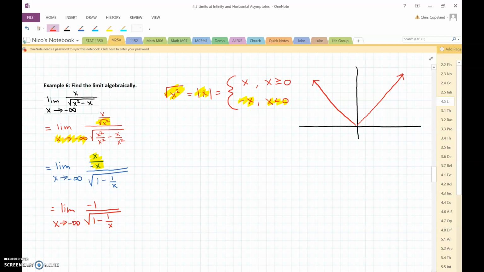And now I can evaluate the limit. So as x goes to negative infinity, right here this is going to become 0. So it's going to be negative 1 divided by square root of 1, which is 1. So negative 1 divided by 1 would be negative 1. So I'd want to see all this work here if I give you a problem like this on a test.